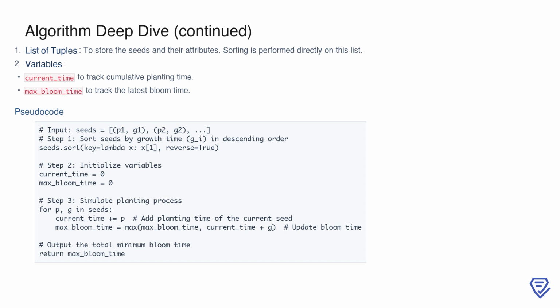Here's the pseudocode for the solution. First, we sort the seeds by their growth times in descending order using a lambda function. Next, we initialize current_time and max_bloom_time to 0. Then, we iterate through the sorted list of seeds. For each seed, we add its planting time to current_time and calculate the bloom time by adding the growth time to current_time. We update max_bloom_time to the maximum of its current value and the bloom time of the current seed. Finally, after processing all seeds, we return max_bloom_time as the result. This simple and efficient approach ensures that we compute the minimum total bloom time for all seeds.